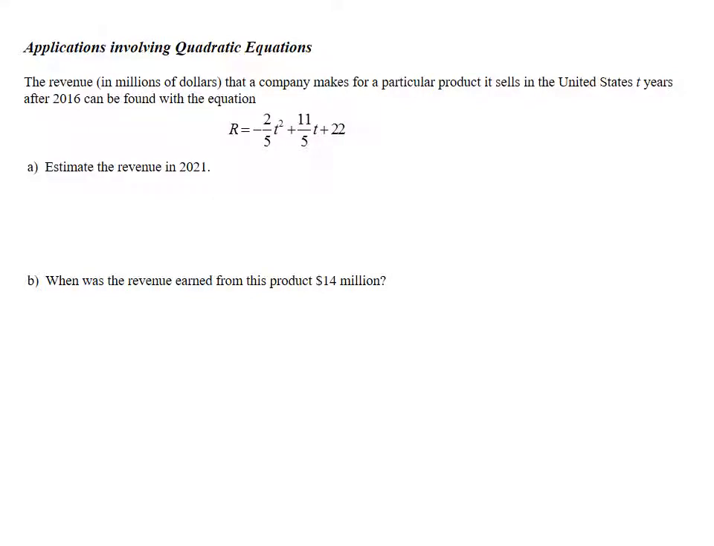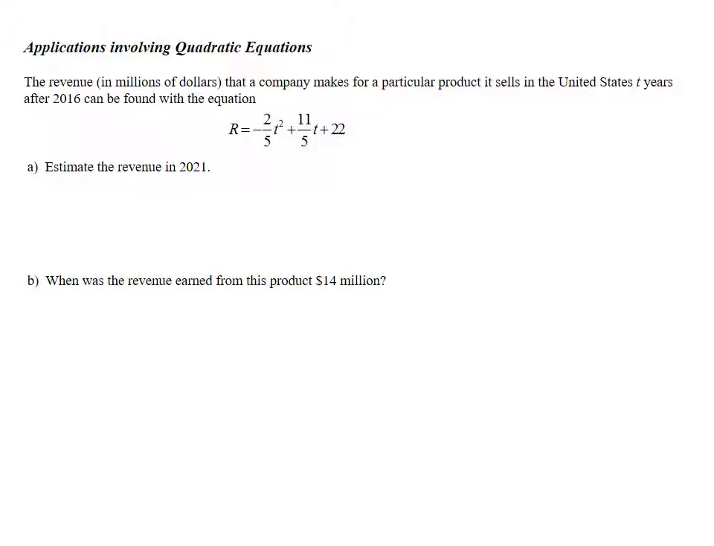Another application of quadratic equations. In this one, we'll look at revenue, specifically the revenue in millions of dollars that a company makes for a particular product it sells in the U.S. T years after 2016 can be found with the equation r equals negative 2/5 t squared plus 11/5 t plus 22. Before we go on to the questions, let's just make sure we understand this formula.